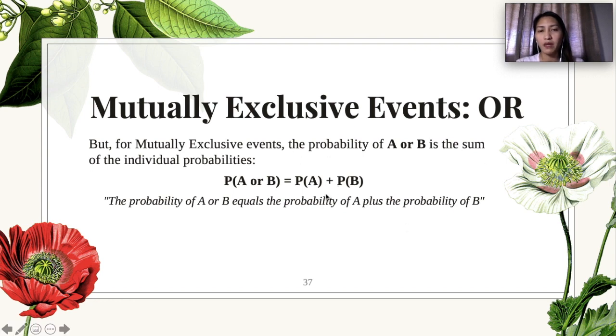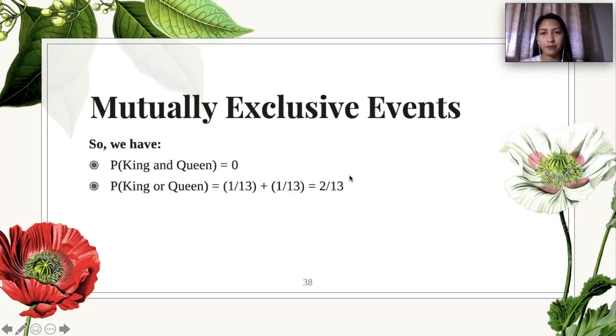So, halimbawa, meron kang dalawang events. Probability of event A and probability of event B. So, kapag or yung nasa gitnang operation, ibig sabihin nun, kung ano yung lumabas na probability A, ay i-add mo lang sa value ng probability B. Okay, let's have an example.